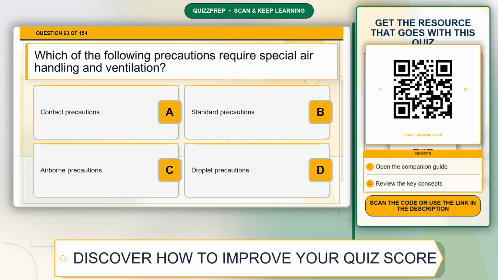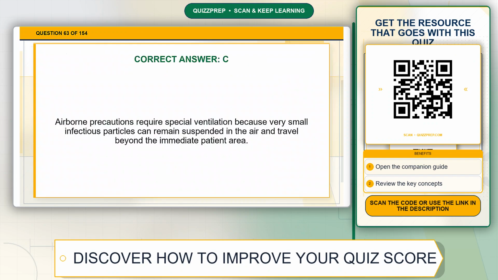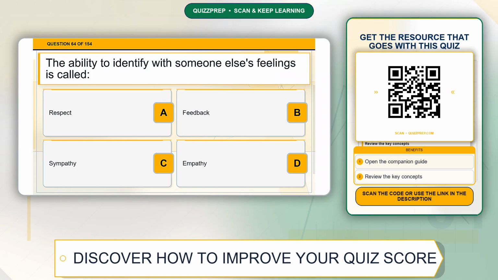Question 63. Which of the following precautions require special air handling and ventilation? Option A, contact precautions. Option B, standard precautions. Option C, airborne precautions. Option D, droplet precautions. The correct answer is option C, airborne precautions. Explanation. Airborne precautions require special ventilation because very small infectious particles can remain suspended in the air and travel beyond the immediate patient area.